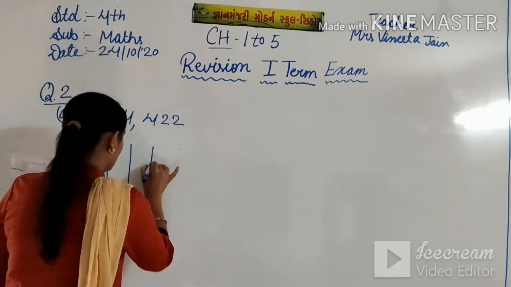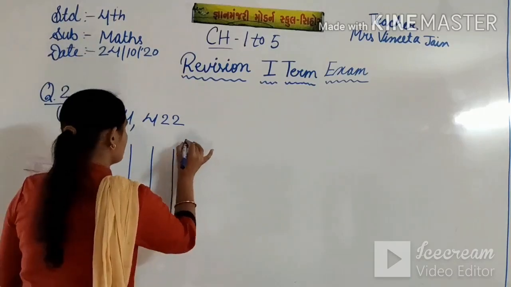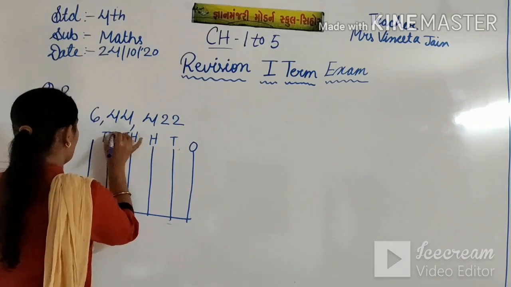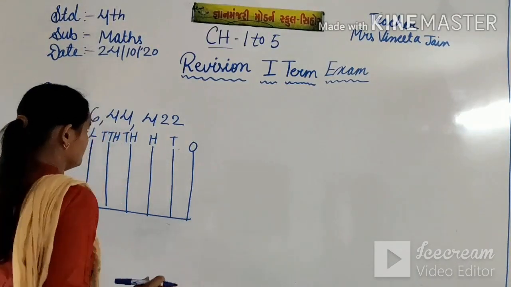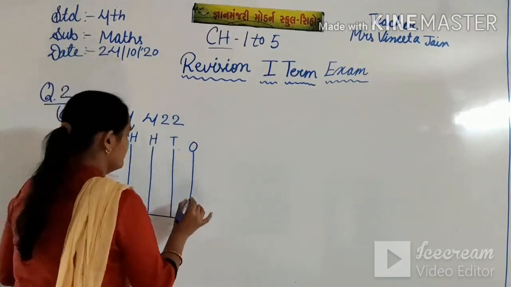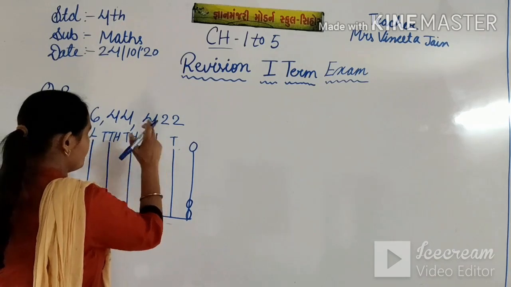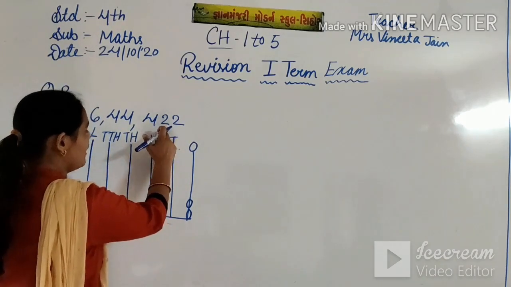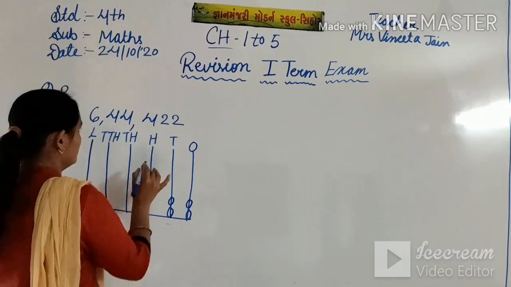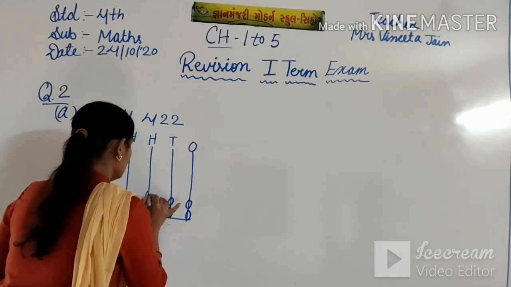Okay, first, ones, tens, hundred, thousand, 10,000, and lakh. Now we will draw beads and represent the number on an abacus. So two is at ones place, then two is at tens place. So we will draw two beads on the tens place, and four is at hundred place, so we will draw four beads on hundred place.